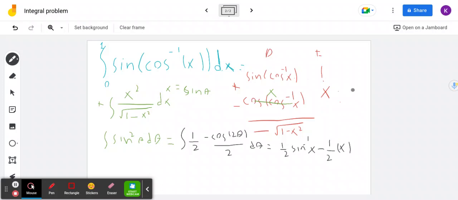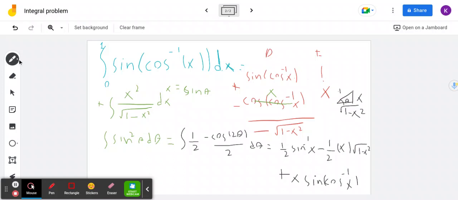But drawing a right triangle, if this is theta, and the sine of theta is x, by using the Pythagorean theorem, we see that the cosine theta is the square root of 1 minus x squared. And then all of these should be added to the x times sine of inverse cosine of x that we had from the start. This is a little messy, I'm sorry.